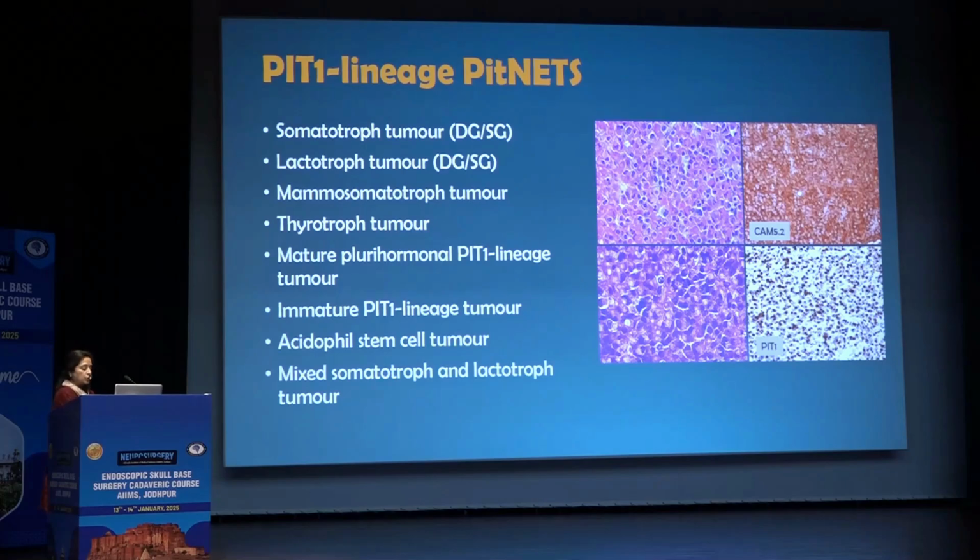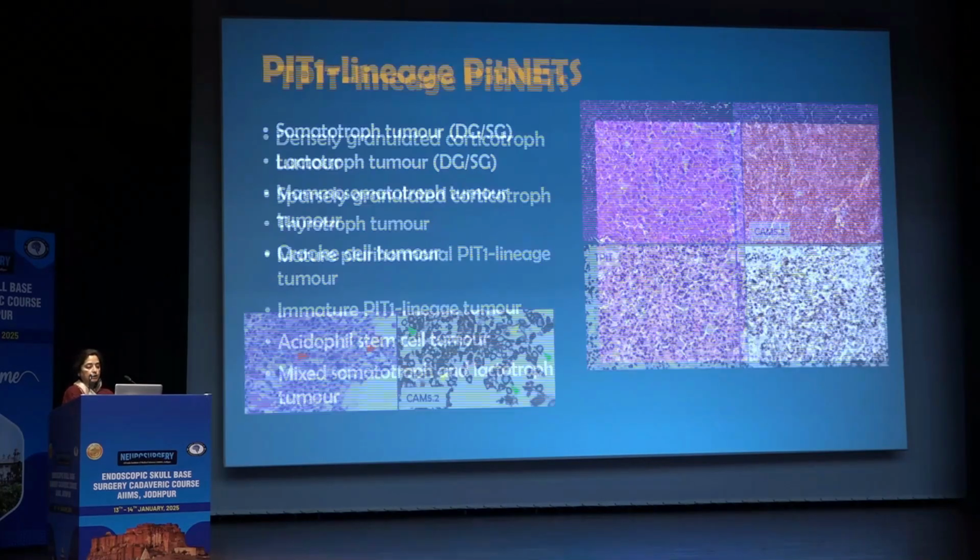But the common feature to all the PIT1 lineage PitNETs will be a diffuse positivity for keratins, which is measured by the antibody CAM 5.2, and a strong nuclear positivity for PIT1. So a strong nuclear positivity for PIT1 immediately tells a pathologist that this tumor belongs to PIT1 lineage.